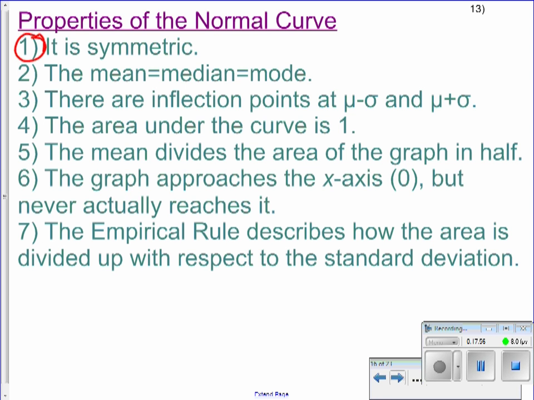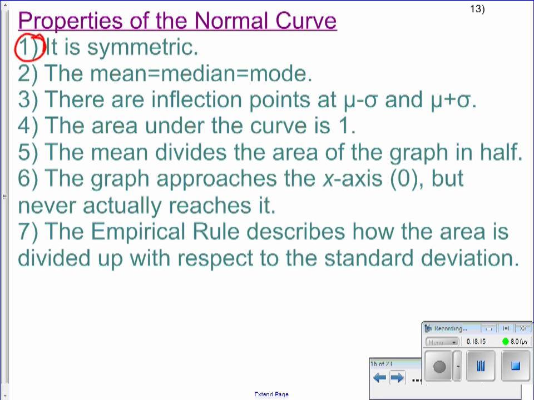Because it is bell-shaped, at that middle mean point, it's going to be the same on both sides. And that can be very helpful when you're using it to calculate probabilities, because you're going to have the same thing happening on the left as you have happening on the right, and that is very helpful.